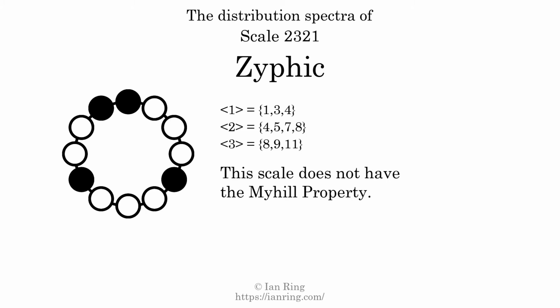If every spectrum has exactly 2 specific intervals, we call that the Myhill property. This scale does not have the Myhill property. Since the generic interval ranges do not overlap, this scale is proper.